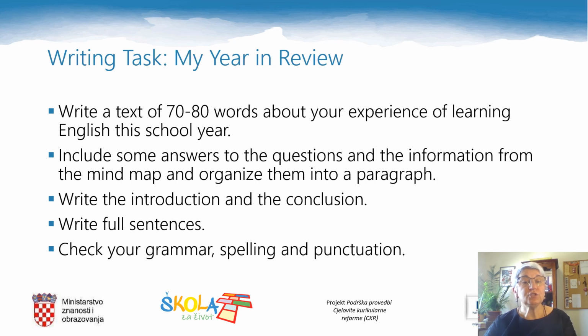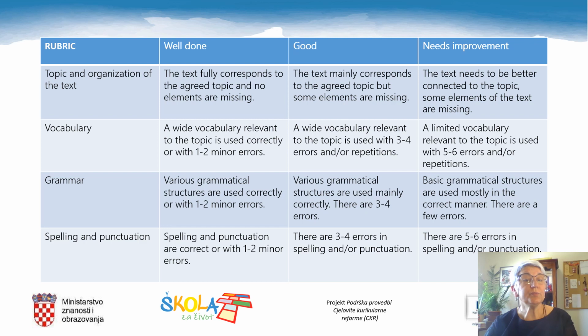You will write 70 to 80 words about this school year and include some of the answers and the information from the mind map, and we will organize your thoughts into a paragraph. Then you will write the introduction and the conclusion, and you will check your writing. This rubric can help you write a good text. Please pause this video and go through this rubric to see if your text can be described with the text written in the well done column. If you think you haven't reached that level, go back to your text and make some improvements.